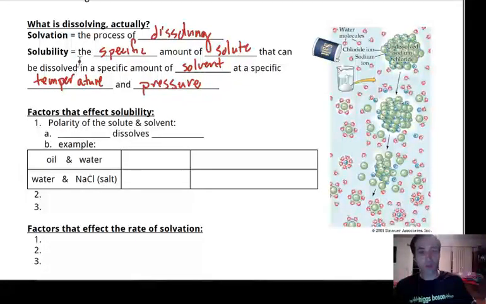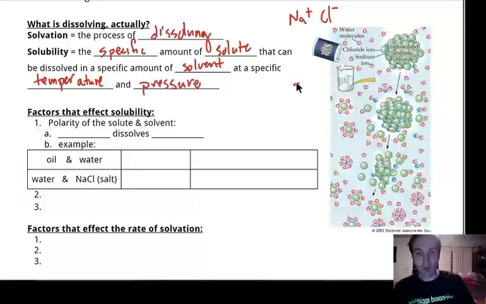Okay, so let's visualize what that actually looks like. If we look at my picture over here, what we have is basically a beaker of water and we're adding salt to it. So what's really going on at the molecular level? Well, you have these salt crystals, which are a combination of sodium ions and chlorine ions, and they're really just hanging on to each other because of their ionic charges. So the positive is attracted to the negative.